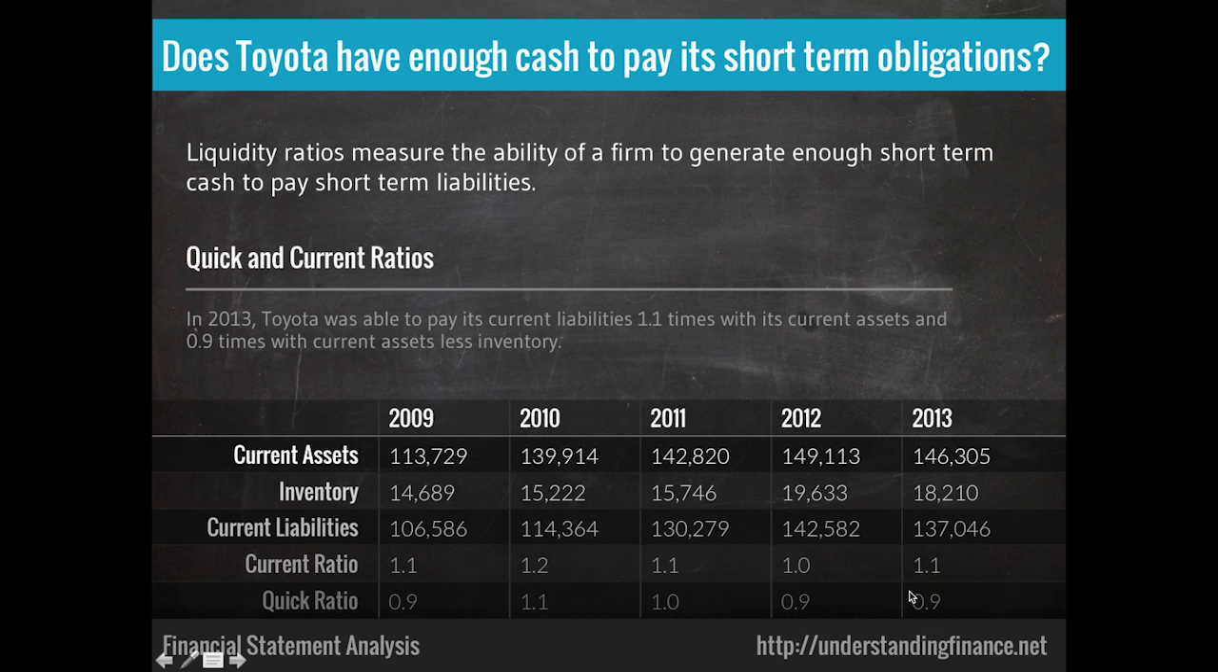The quick ratio is saying if you take inventory out, because we're worried that maybe they're having an inventory problem and nobody wants their product, can you still, if you take out inventory, pay your current liabilities? So current assets minus inventory divided by current liabilities is called the quick ratio. Again, Toyota is still almost 1 times coverage of their current liabilities, even when you exclude their inventory. So again, Toyota seems pretty liquid.